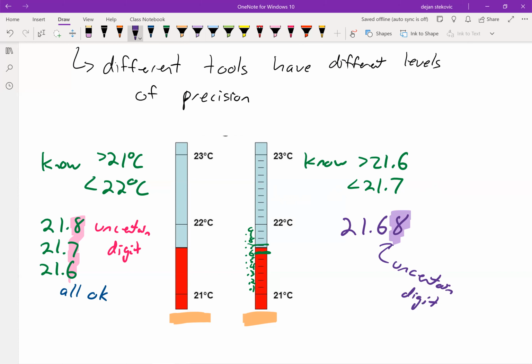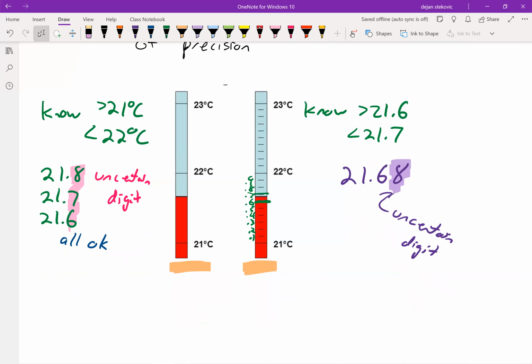All the other digits we know for sure are correct. The last digit we are kind of guesstimating, right? We're taking an estimate of what it looks like. And again, the person reading this understands science, and so they understand that that last digit is not 100% accurate.